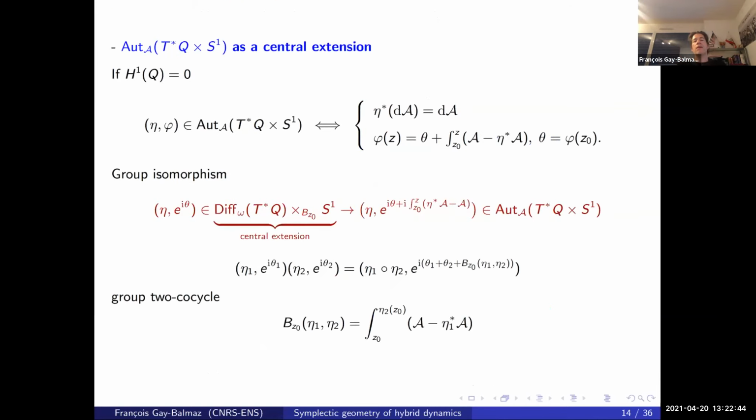So as I said, this is no more a semi-direct product. It's now a central extension. And here I just wanted to give you the explicit expression of this central extension. But I will not explain this in detail, just to mention that these connection preserving automorphisms are Lie group isomorphic to the central extension of symplectic diffeomorphisms on phase space by S1 relative to some group 2-cocycle.